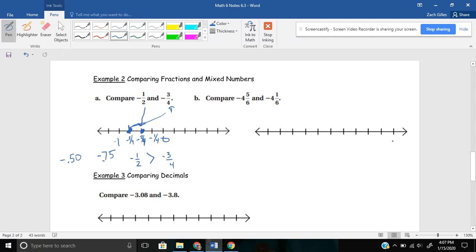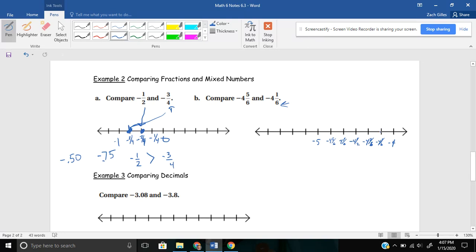Okay. Well, let's say this is -4 right here, and then I go by 6. So this is -4 and 1/6, -4 and 2/6, so on and so forth. This would be -4 1/2, -4 and 4/6, -4 and 5/6, plus one more 6 would be -5. And then you could continue on if you wanted to, but we don't really need to.